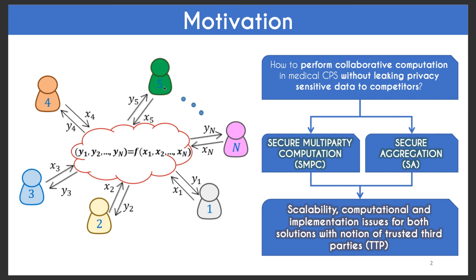So the main question is, how do we perform this sort of collaborative computation in the context of medical cyber physical systems without leaking the privacy sensitive data to competitors? There are two ways we can do this. Firstly, the first thing that we might do is secure multi-party computation. In secure multi-party computation, what we do is we encrypt the data.